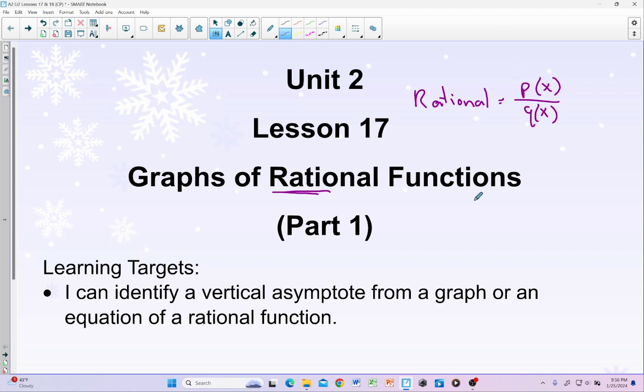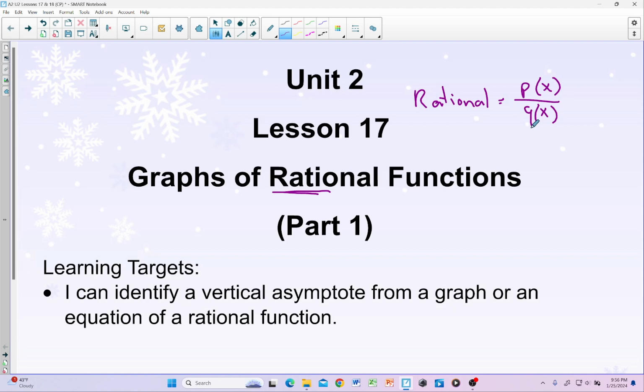Now, sometimes those polynomials are big and long, sometimes they're not. They could even be single numbers. Remember from our previous work, even a monomial or even a single number like a 1, like 1 is considered a polynomial. So just keep that in mind as we go through here.